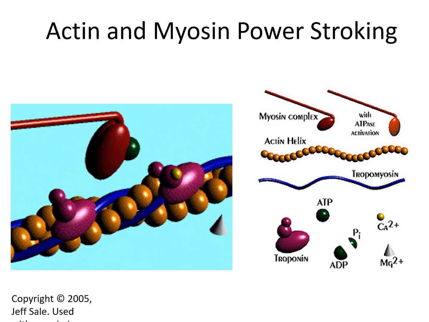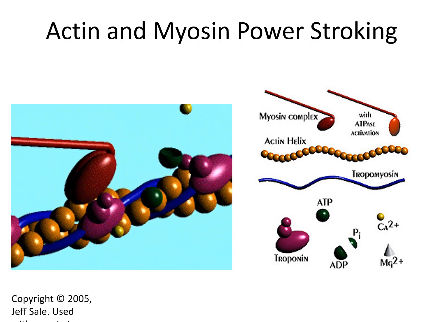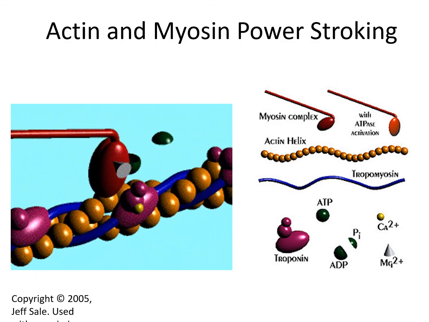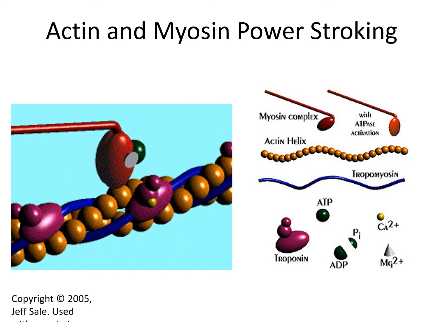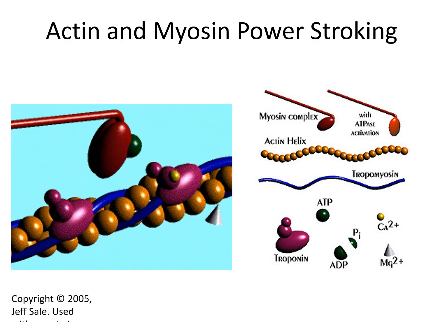Calcium has to bind troponin. Where does the calcium come from? Calcium comes from the storages in those sarcoplasmic reticulum. By the way, where are the sarcoplasmic reticulum found? They loop around those myofibrils.